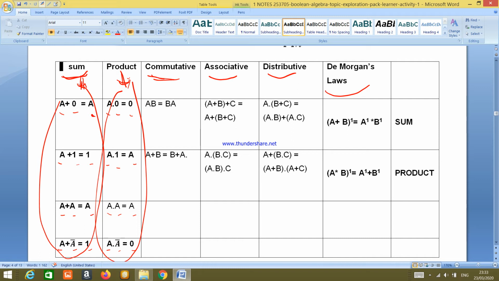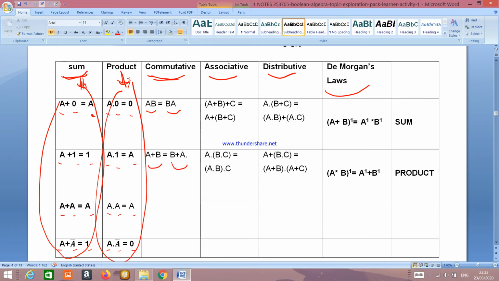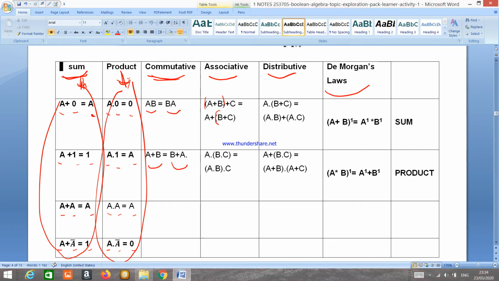So what is commutative law? A times b is the same thing as b times a. A plus b is the same thing as b plus a. Now what about the associative law? We can put a bracket here. A plus (b plus c) is the same thing as (a plus b) plus c.